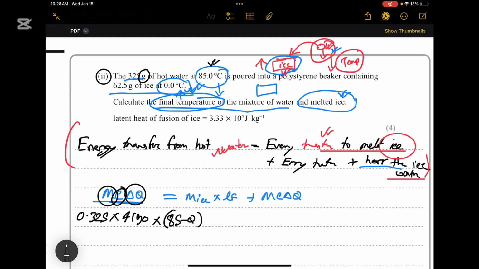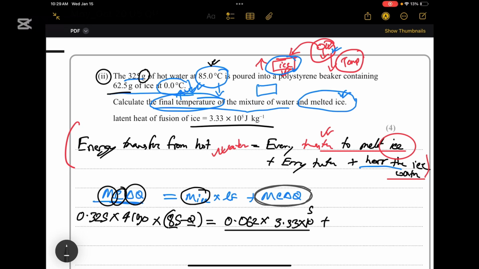You might ask me why I have written the theta value after the 85. Because the theta value is smaller than 85. The bigger value will always be in the first part, because the temperature change will always be written like this, the bigger value first and then the smaller value. Into the mass of ice, which is 62.5 grams, which is 0.0625, into the latent heat of fusion, which they have given as 3.33 into 10 to the power 5. So this is our energy used to melt the ice, plus the energy used to heat the ice water.